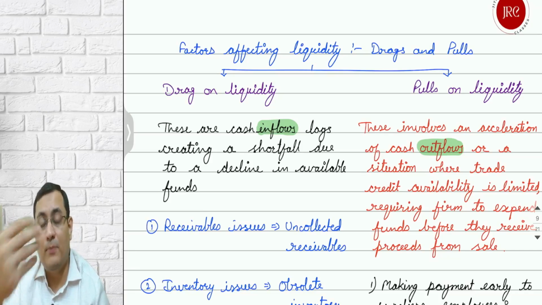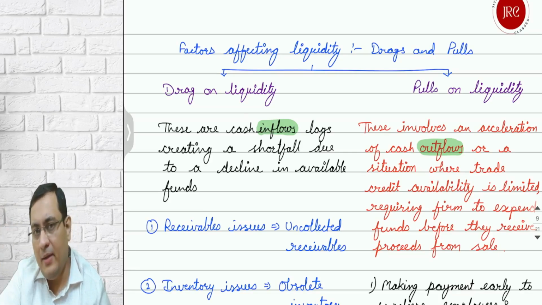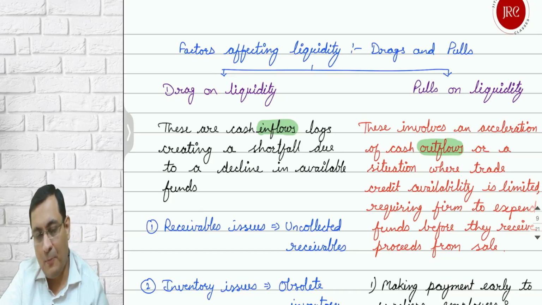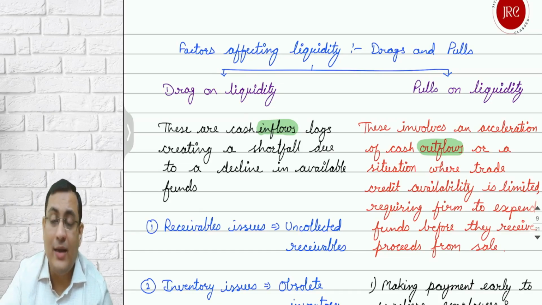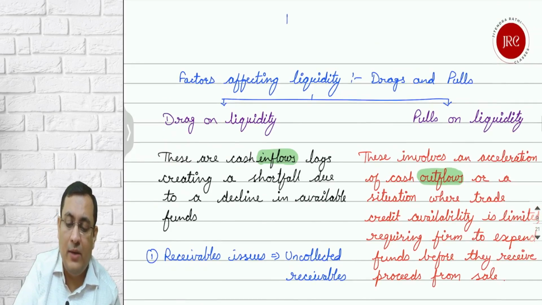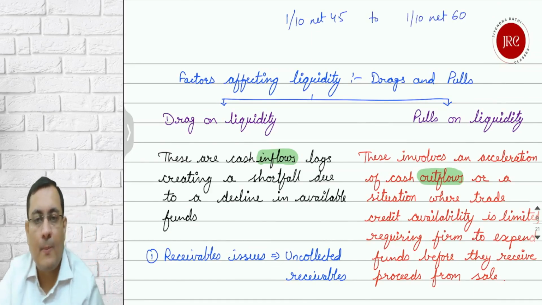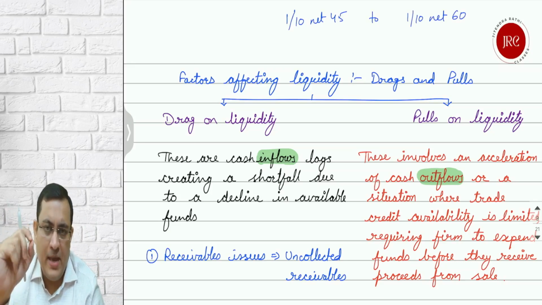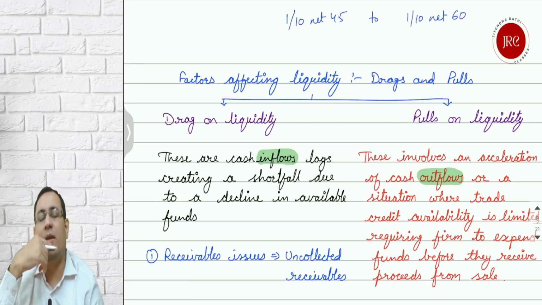Of course, when you give a prompt payment discount, the customer will be more motivated to pay. If they are more motivated to pay, then you will realize cash very quickly. So this is going to increase liquidity. But if you are changing your credit term from 1/10 net 45 to 1/10 net 60, you are increasing net days from 45 to 60 days. So now the customer who was paying by the 45th day will avail an extra 15 days. So this is going to decrease the liquidity.